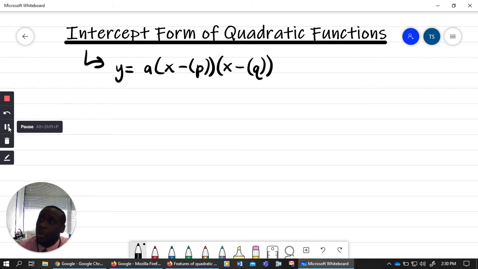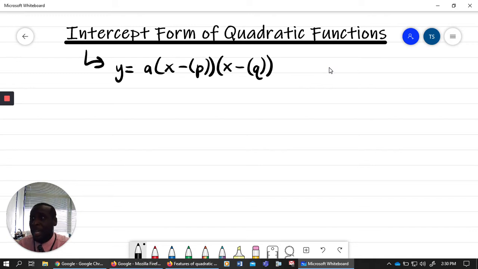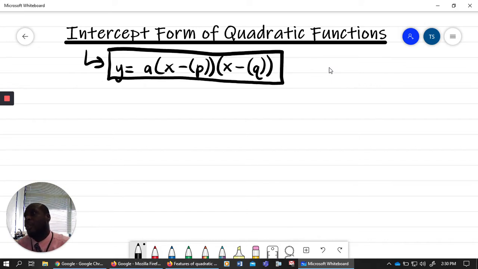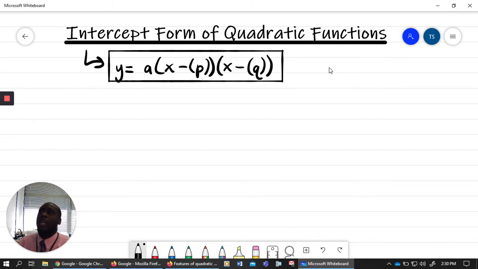Alright, so the intercept form for quadratic functions looks like this. As you see here, the variables besides x and y are a, p, and q. We're going to take a look at what each of these components indicates when we're talking about this intercept form.